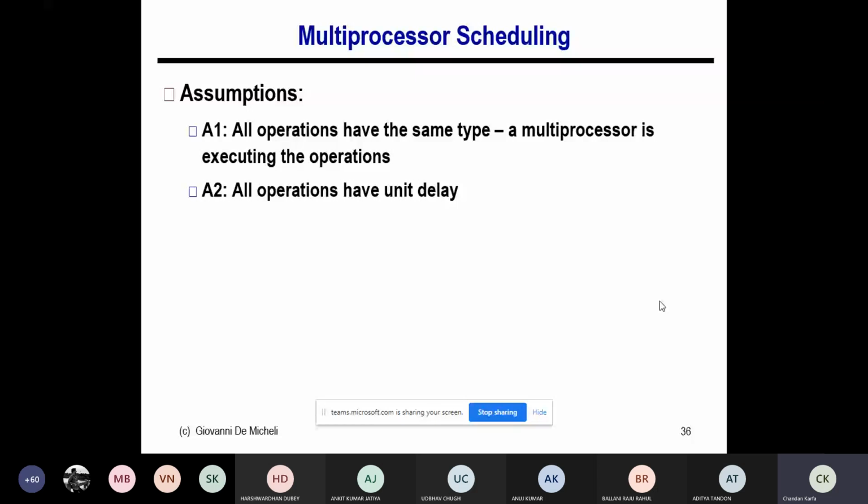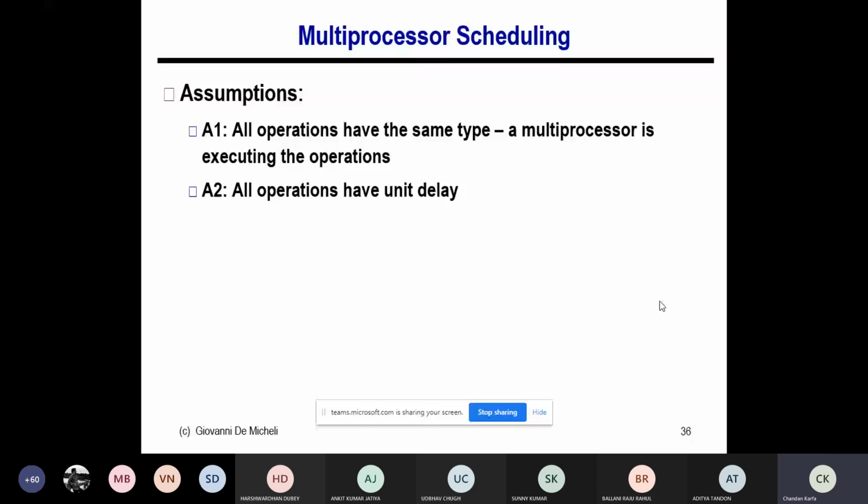So one class is basically multiprocessor scheduling. Okay, so what is multiprocessor scheduling? The first assumption is that the arithmetic unit is a multiprocessor unit. What does it mean? Basically, I have a single type of function unit, right? I do not have a multiplier or an adder or a subtractor. I have a multiprocessor which can perform any operation. It's just like our generic processors, right? It can do any operation.